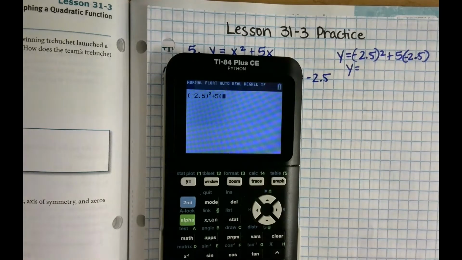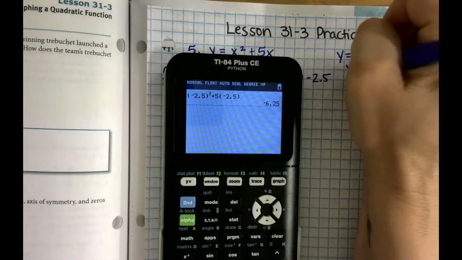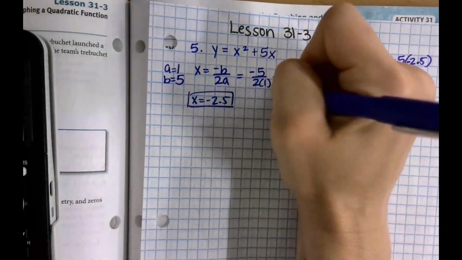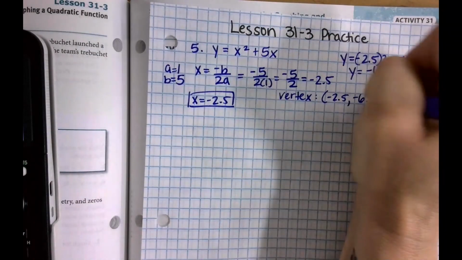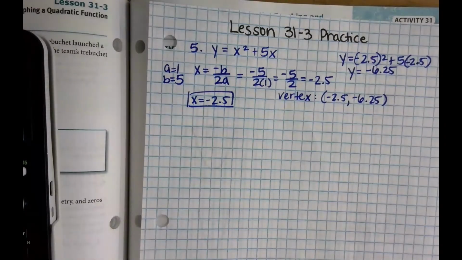All right, negative 2.5 squared. Negative 2.5. All right. That is the correct answer, negative 6.25. So that's the y value. Our vertex is at negative 2.5, negative 6.25. Then we need to find the zeros, so we need to factor this.